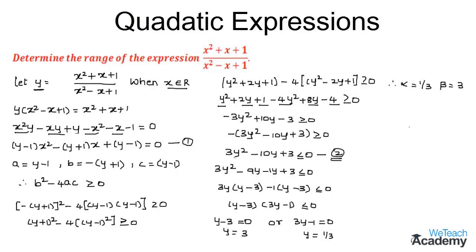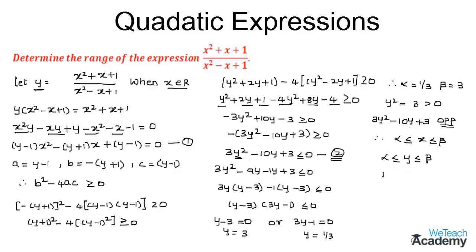Now observe the coefficient of y square of the inequation 2, which is 3, and it is greater than 0. And here the inequation 3y square minus 10y plus 3 is less than or equal to 0. So we observe that the sign of the coefficient of y square and the expression are opposite signs. So therefore we have the condition alpha less than or equal to x less than or equal to beta. In this inequation, this condition would be in the form of alpha less than or equal to y less than or equal to beta.